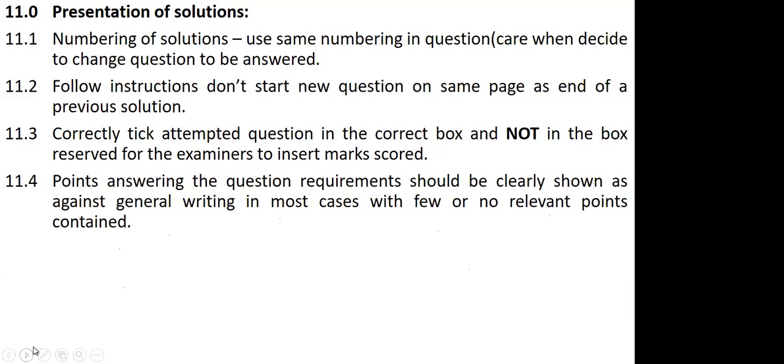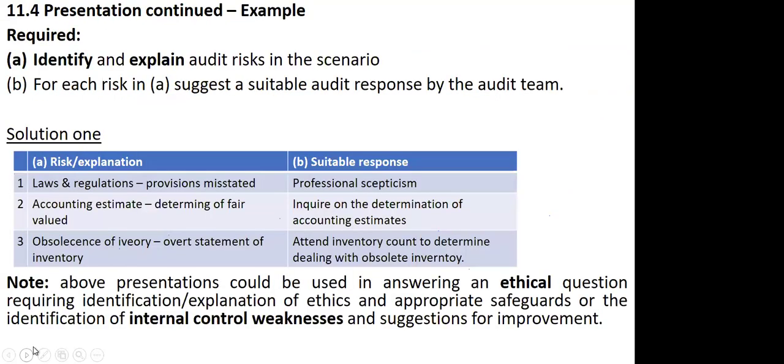Correctly taking attempted questions. Again, some students will take either 4 and they've attempted 3 and so on. It just frustrates the marker, and it shows that we probably don't care. Let's just make sure we take the correct questions in terms of answering. And points answering the question requirements should be clear against general writing. You should be able to say, this is an answer, I deserve a mark on this. Leave a line, I deserve a mark on this, and so on. Don't write generally. You cannot hide in doing a lot of writing. The examiners will read through and be able to highlight and pick what is correct.